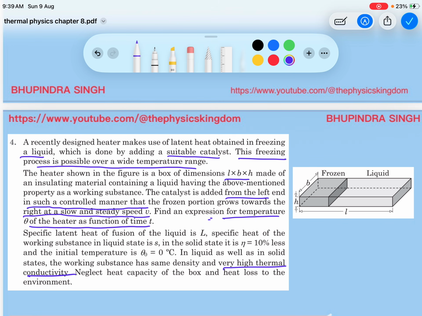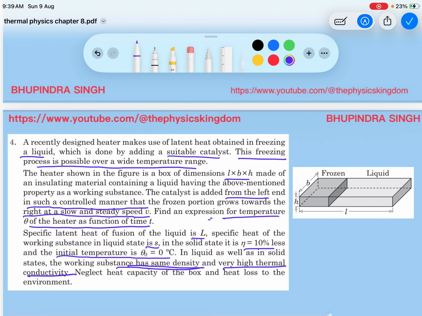The specific latent heat of fusion of the liquid is L. The specific heat of the working substance in liquid state is S, and in solid state 10% less. It means in liquid state it is S, and in solid state it is 0.9 S. The initial temperature is 0 degrees Celsius. In liquid as well as in solid state, the working substance has the same density, and very high thermal conductivity.